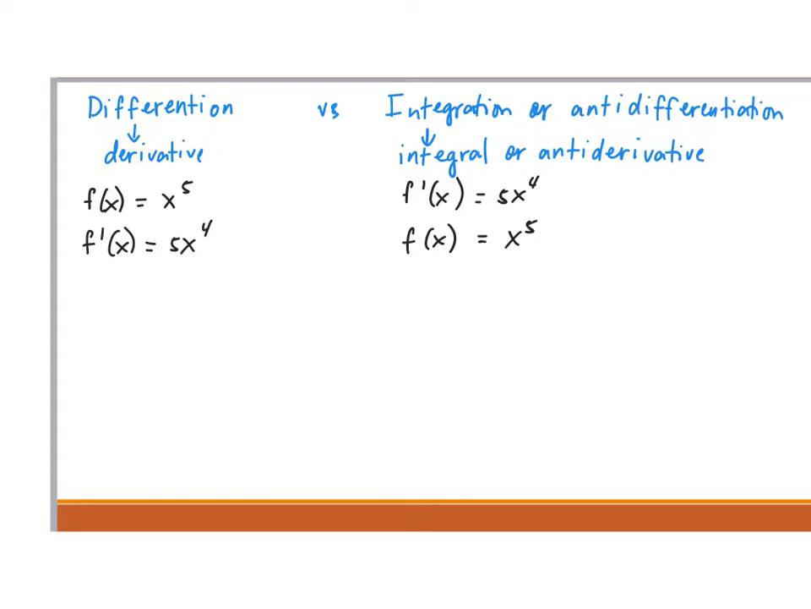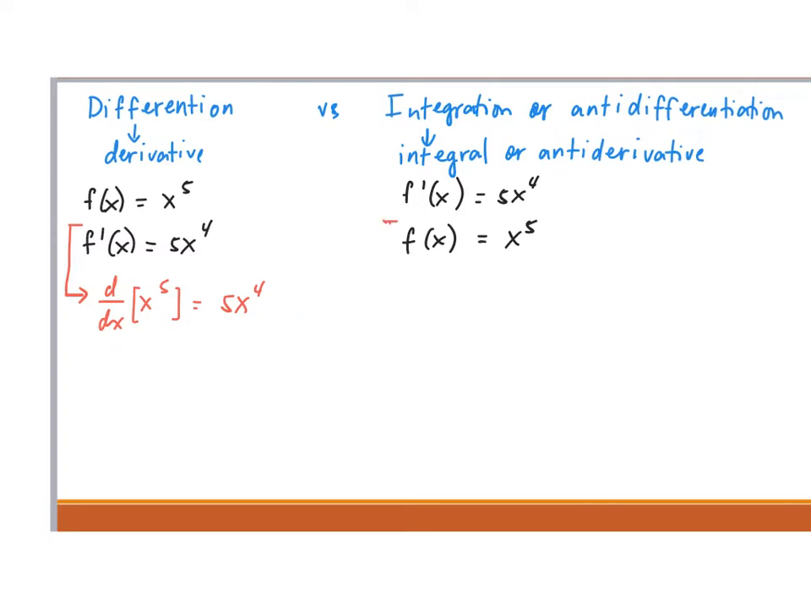There is an alternative notation to this. Instead of saying f of x equal to x to the 5, then f prime of x is equal to 5x to the fourth, we could just say the derivative with respect to x of x to the power of 5 is equal to 5x to the power of 4. So this notation combines these two equations into just one equation.